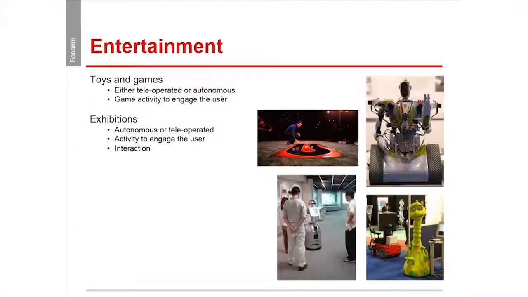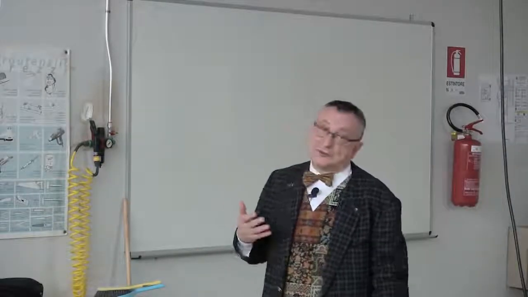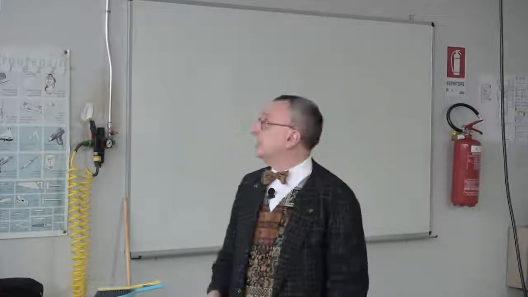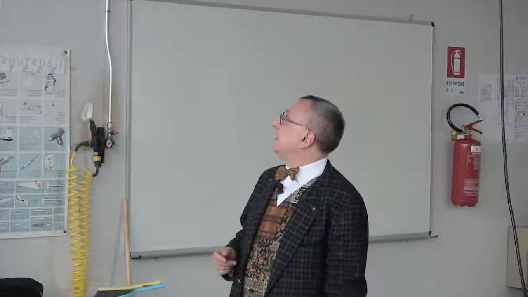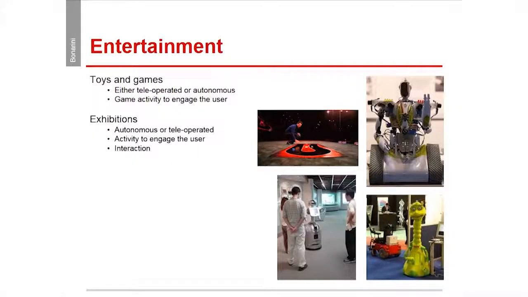We may have robots for exhibitions, which may be autonomous or teleoperated. We have these robots that should engage the user, so they should tell tales, tell stories about the exhibition, but then they have to keep the attention of the user active. On the right, again, we have something that we have developed, and we will see it as an example later. And on the left, one of the many robots that are used mostly in technical museums.